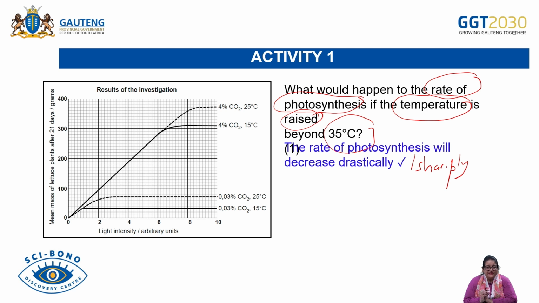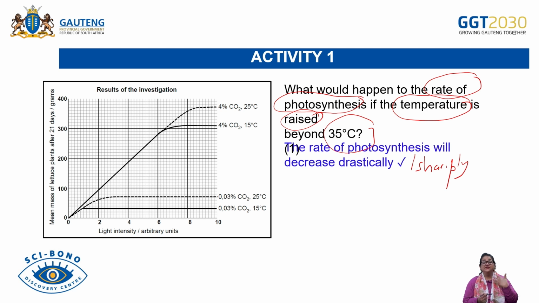Then you get the mark, because now you are describing the decrease in an appropriate manner, because it's going from 25. I mean, if you are sitting at a normal temperature of 25 degrees and now your temperature increases to 35 degrees, you're going to start sweating. At 25, you don't sweat, but at 35, you start sweating.